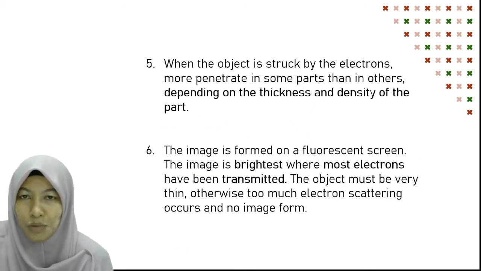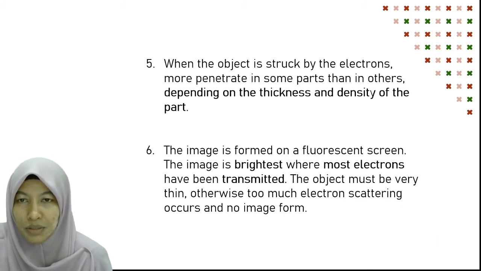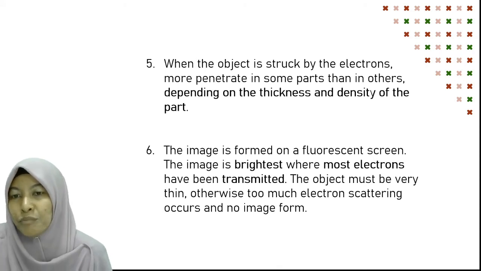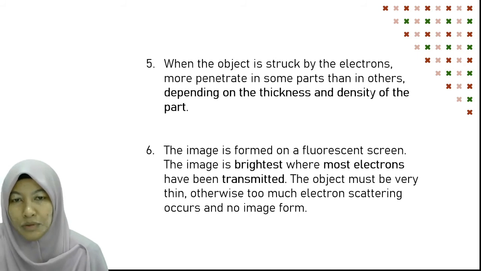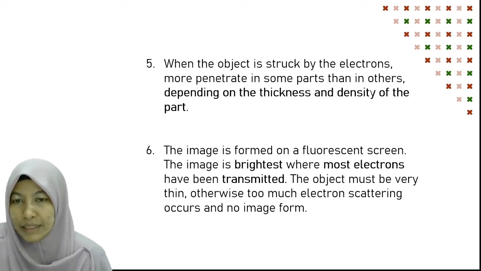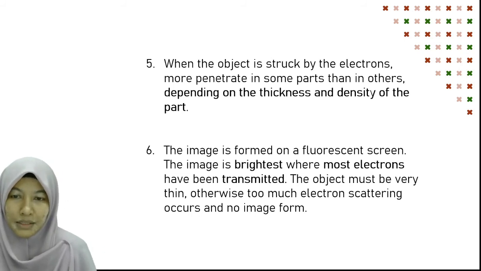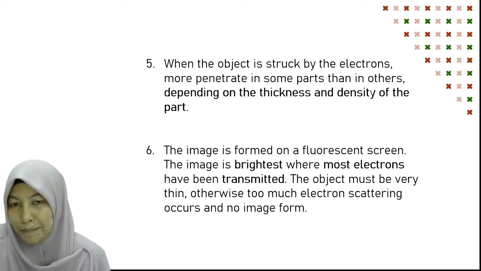Then when the object is struck by the electrons, more penetrate some parts of the sample than others, depending on the thickness and density of the sample. Okay, and then the image is formed on a fluorescent screen. The image is bright where most electrons have been transmitted. The object must be very thin, otherwise too much electron scattering occurs and no image forms.